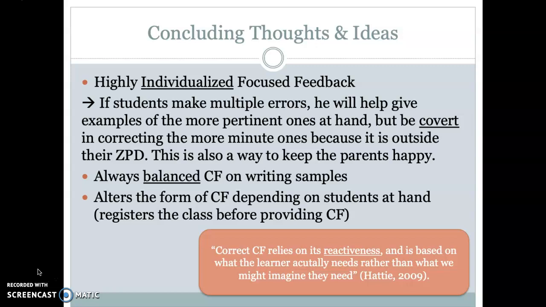So the teacher always makes sure to register the class before implementing a certain type of corrective feedback. This goes for all levels that he teaches.